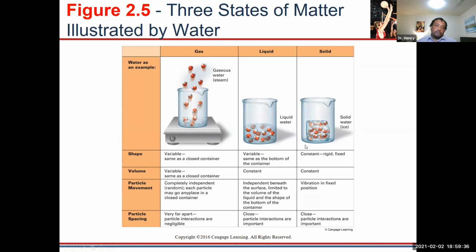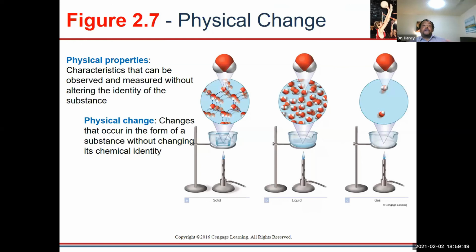And then a solid, that's the ice tray. You get that cube, it's going to be rigid, it's going to be fixed. Pretty simple. So these are considered physical changes, because you're not changing the chemical state of it, right? So it's water, it's water, it's water. It's always going to be water. There's no change. Simple. Okay.